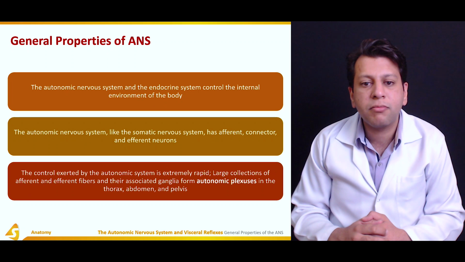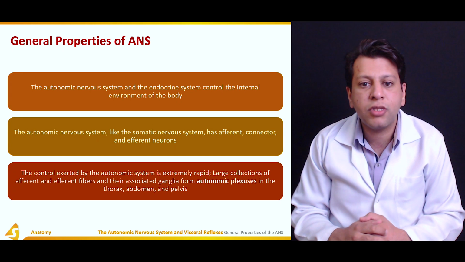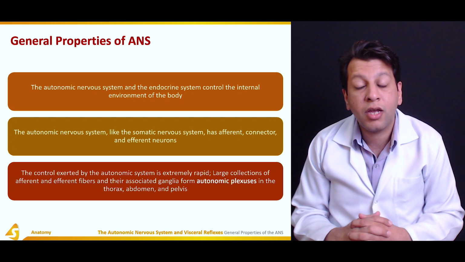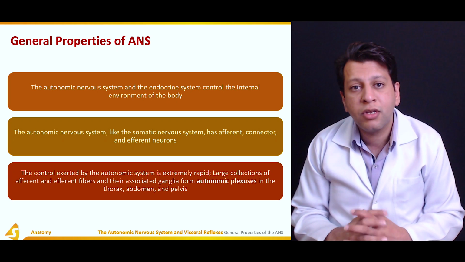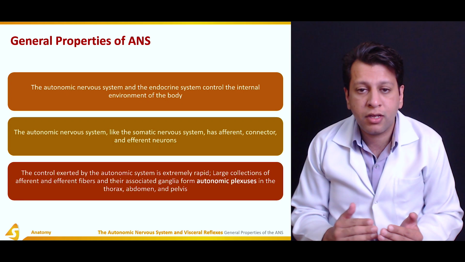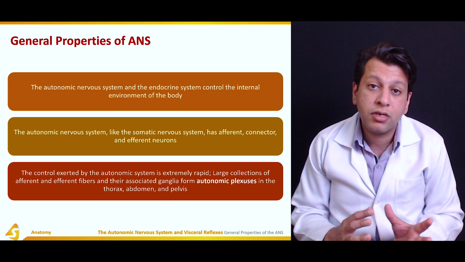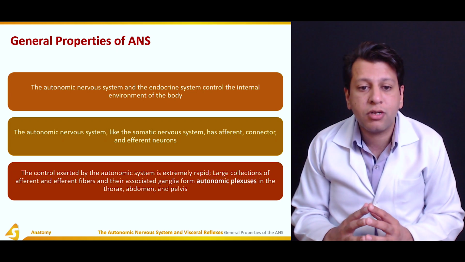The autonomic nervous system and the endocrine system control the internal environment of the body, but there are two fundamental differences between them. The endocrine system releases hormones which slowly act over different areas and their effector organs and bring about a change, while the autonomic nervous system has quite a rapid response as compared to the endocrine system.